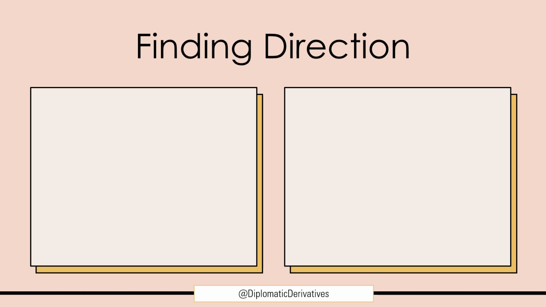Now, for the magnitude, we know there is just one formula: under root a1 square plus a2 square plus a3 square, right? Now, for finding direction, we just saw there are two ways. The first one was by using angle, and the second one by using unit vector. We will just see how to do that.